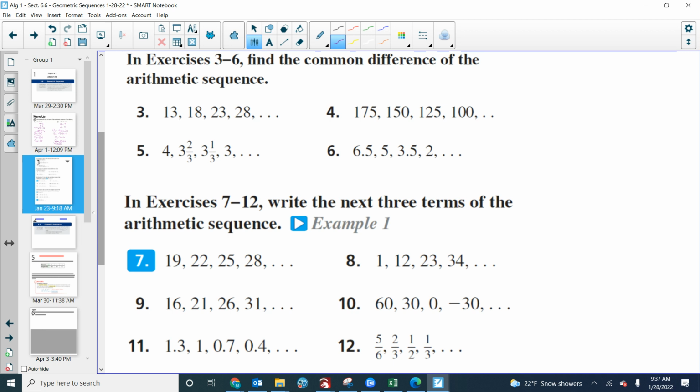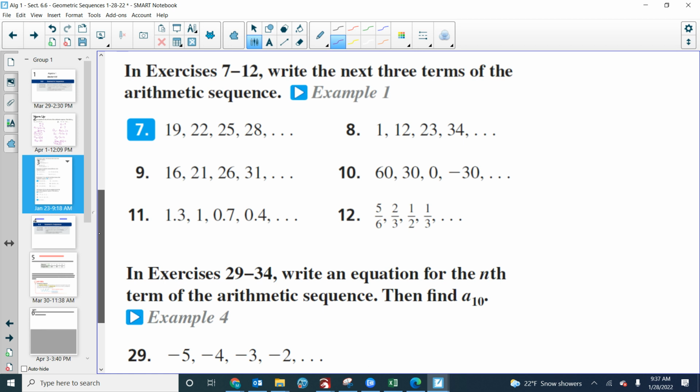What's my common difference for 3? No, number 3. It's 5. Samara, what was 4? Yeah, negative 25. What was 5? Negative 1/3, and then what do we have here? Negative 1.5. Okay.